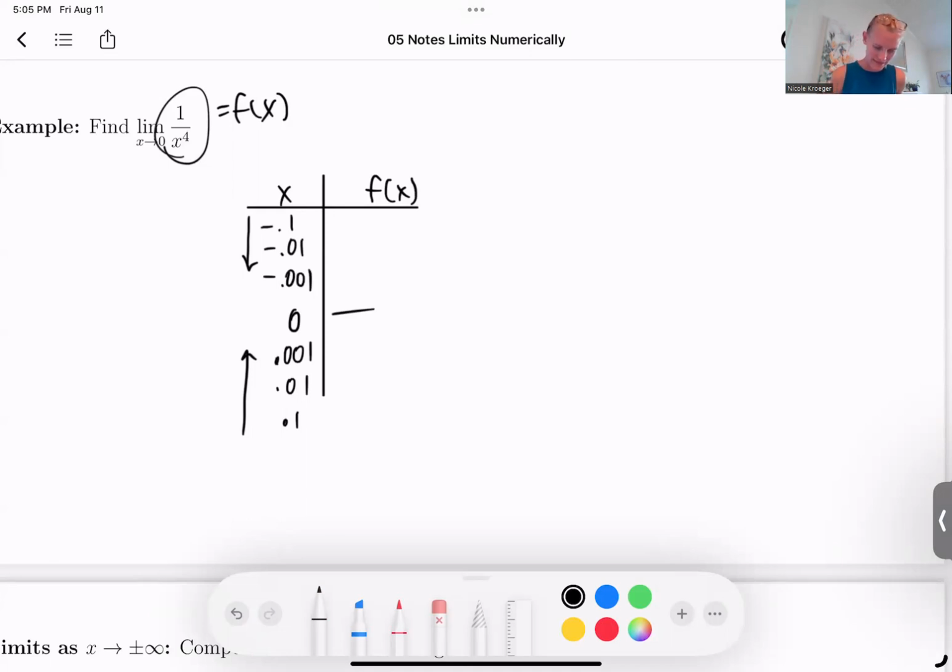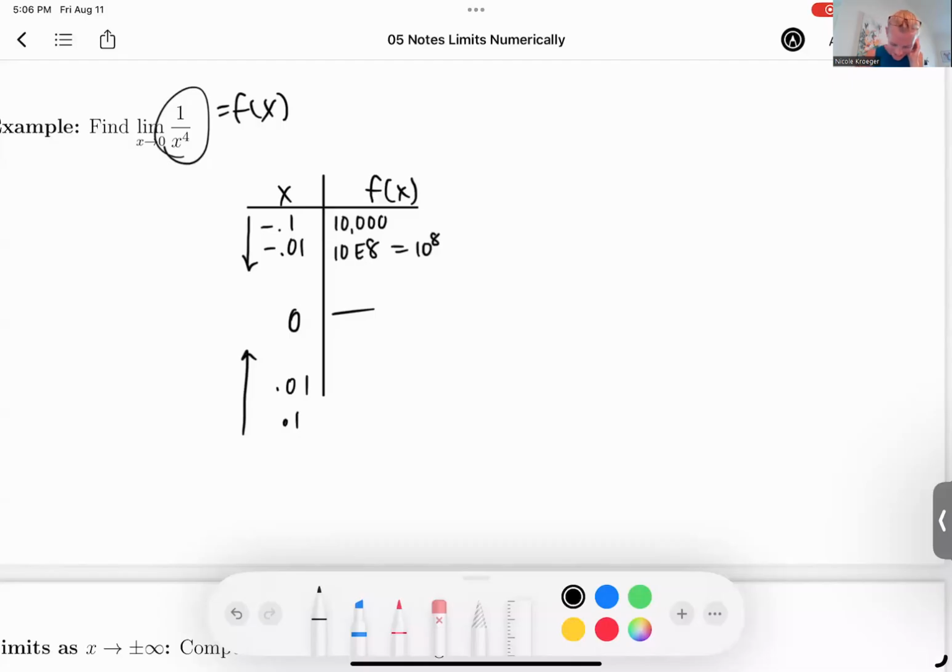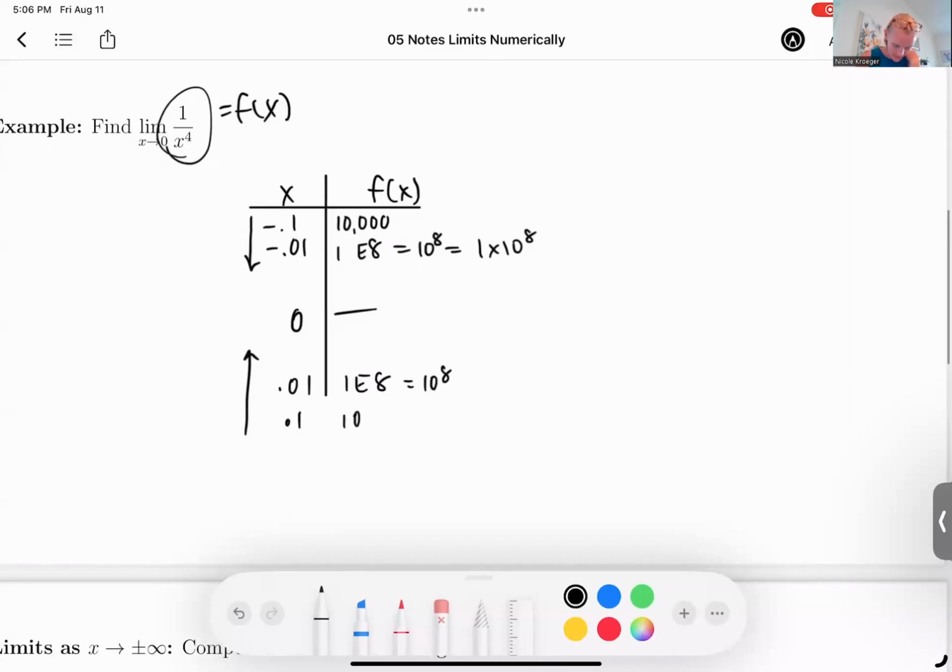And it actually looks like I didn't even type these in, so I'm going to just leave those off. I think we get enough information with just 2 values here. So when I type them in, I got 10,000. Sorry, I actually got 1e8, which is 10 to the 8th power, because 1e8 means 1 times 10 to the 8th. And then let's see, 0.01, I get 1e8 again, so that's 10 to the 8th. That's a big number. And then I get 10,000 here.